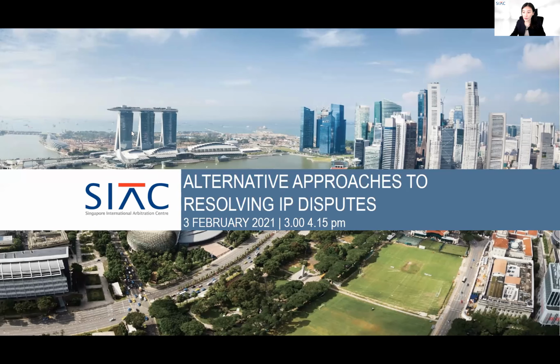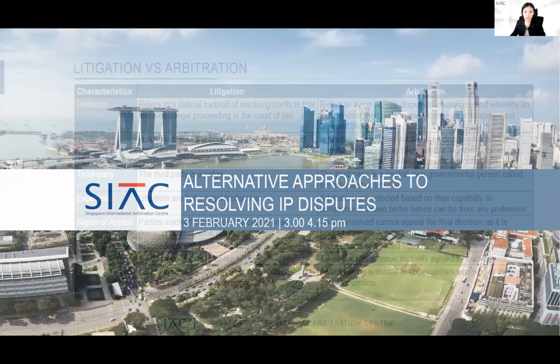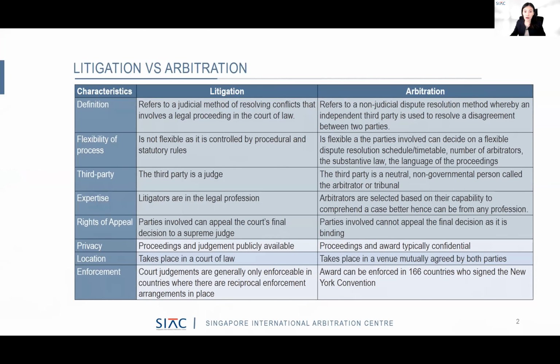So to start, why arbitration? Well, arbitration offers an alternative mechanism to court litigation and has a number of advantages. Most of these have been touched on earlier by Sandy, but let me go through the list I have on the slide before you. So first is the flexibility of process, in that parties have the autonomy to shape and tailor the proceedings to accommodate their needs.